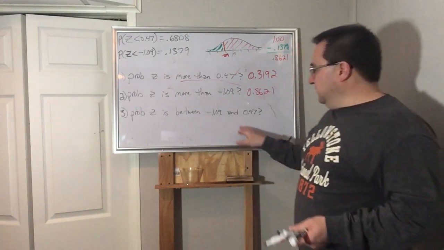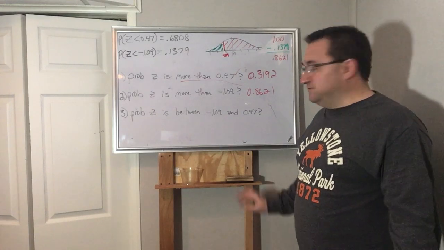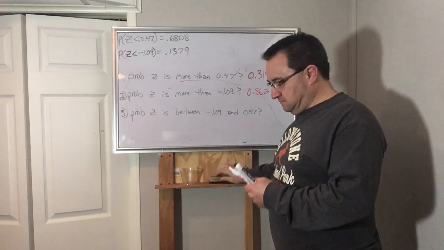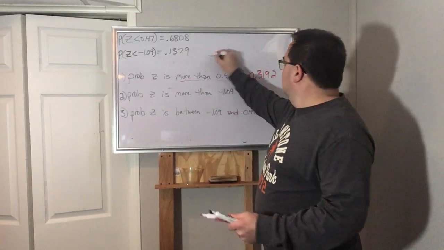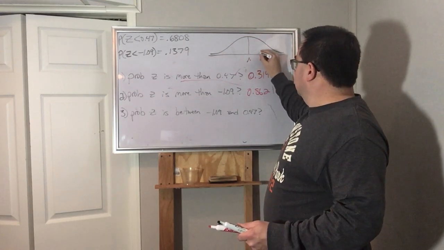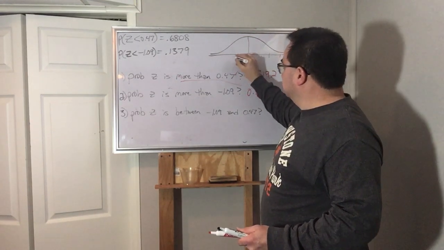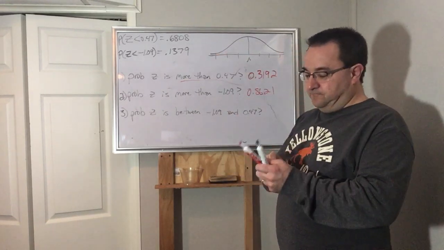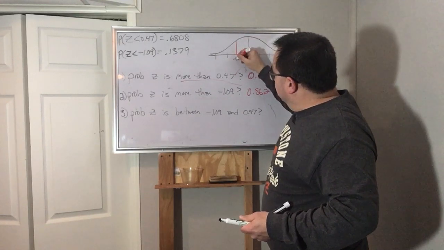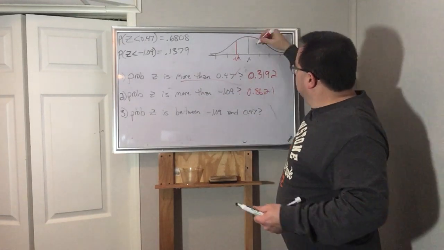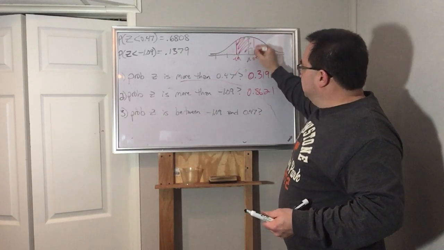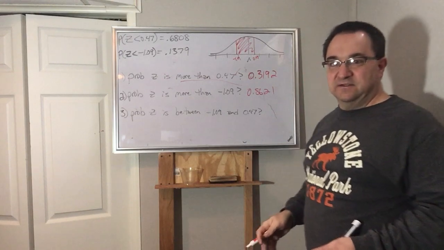Okay, well, how do I do what's between it? First, let's visualize it. So here's my normal distribution. Here's the mean. 1, 2, 3, minus 1, minus 2, minus 3. And now I want to be between negative 1.09 and positive 0.47. That is what I'm asking. What percent is all of that?